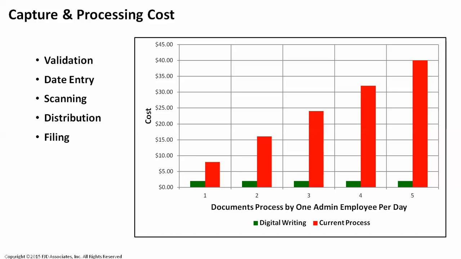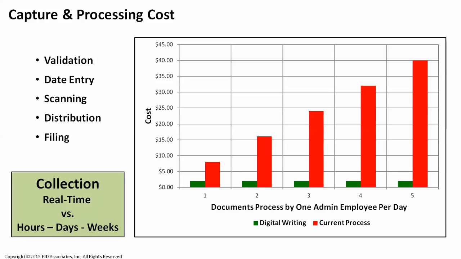As you see in this graph, Digital Writing, the green bar across the bottom, can do all of those things in real time, and the cost doesn't change whether it's 1 document, 5 documents, or 100. Everything is completely automated, which gives all of that time and resources back to the company.